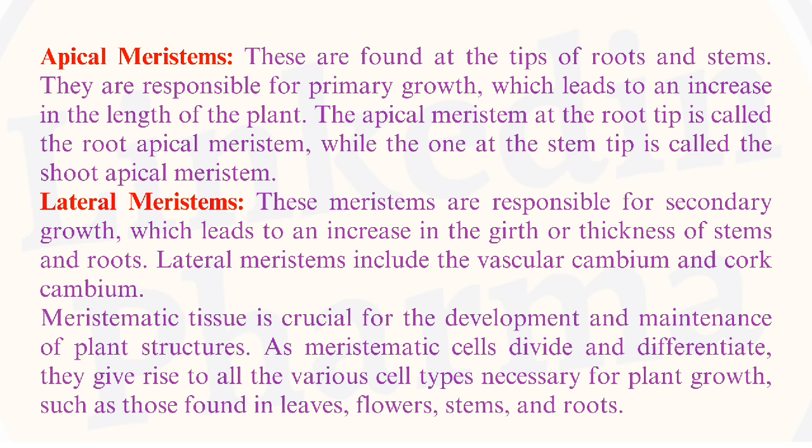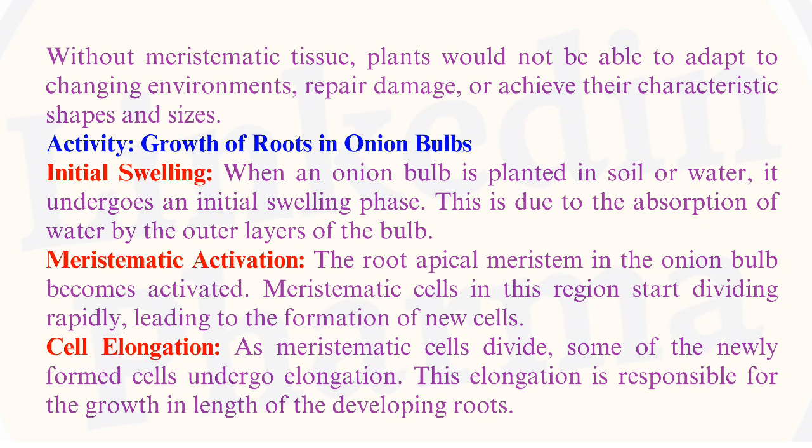As meristematic cells divide and differentiate, they give rise to all the various cell types necessary for plant growth, such as those found in leaves, flowers, stems, and roots. Without meristematic tissue, plants would not be able to adapt to changing environments, repair damage, or achieve their characteristic shapes and sizes.